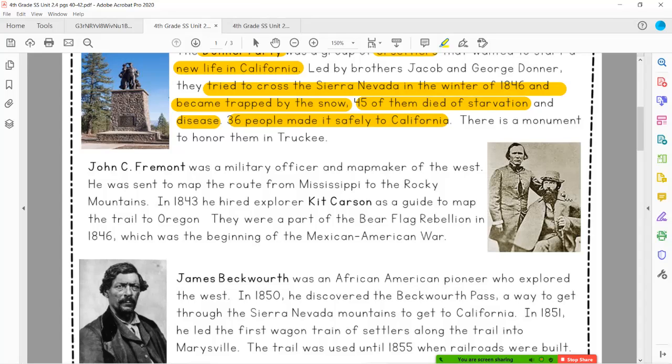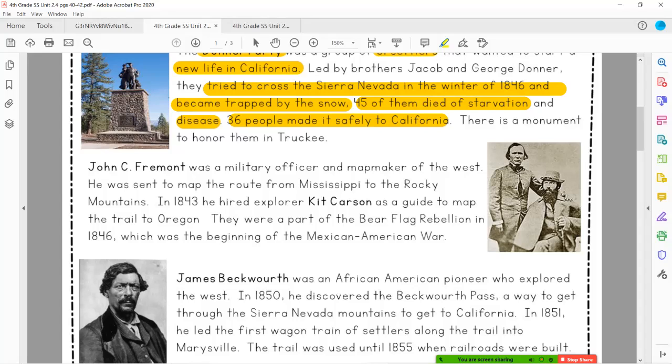Now, our next explorer is John C. Fremont. John C. Fremont was a military officer and map maker of the West. He was sent to map the route from the Mississippi to the Rocky Mountains. In 1843, he hired explorer Kit Carson as a guide to map the trail to Oregon. They were part of the Bear Flag Rebellion in 1846, which was the beginning of the Mexican-American War.